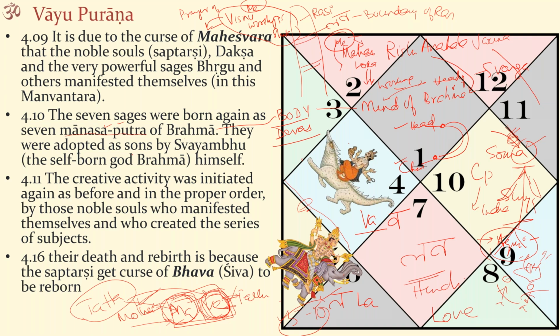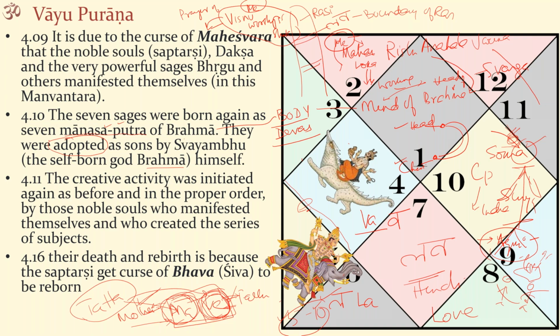They were adopted as sons by Swambhu, the self-born god Brahma himself. So therefore Swambhu, that is Brahma, adopted them as his sons because they came out of his head. So therefore he had to adopt them. These are called adopted children. The Sapta Rishi are Manasaputra. Manasaputra are adopted children. They are not own child. So who were the first adopted children in the world? The Saptarishi were the first adopted children in the world.